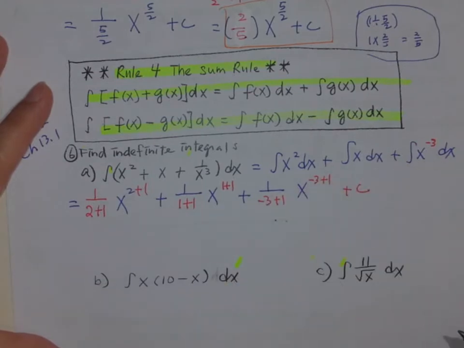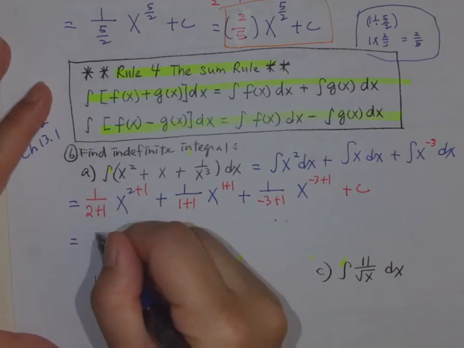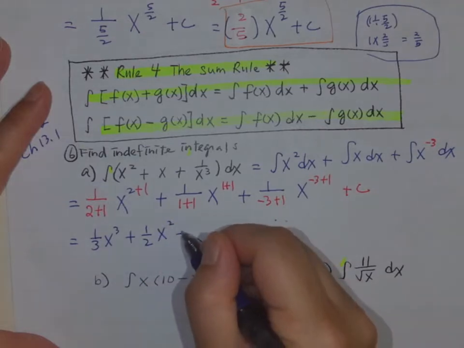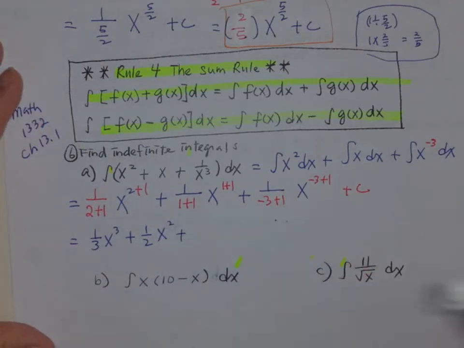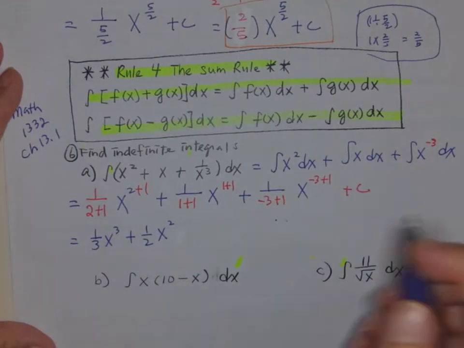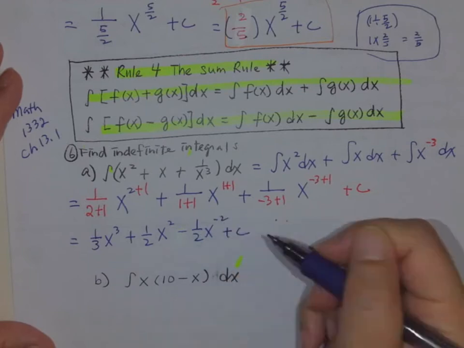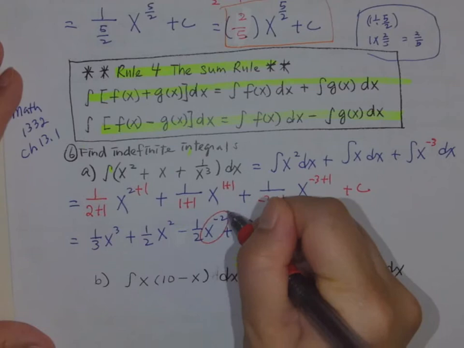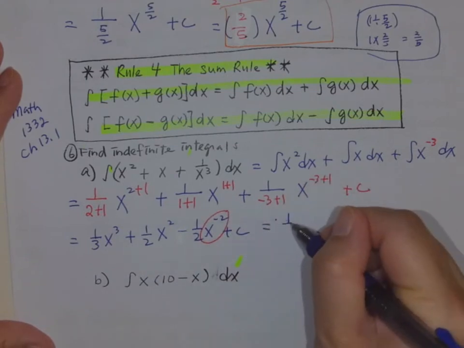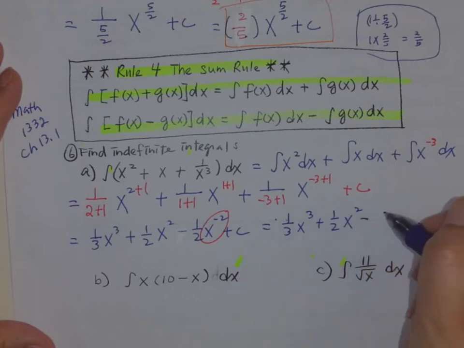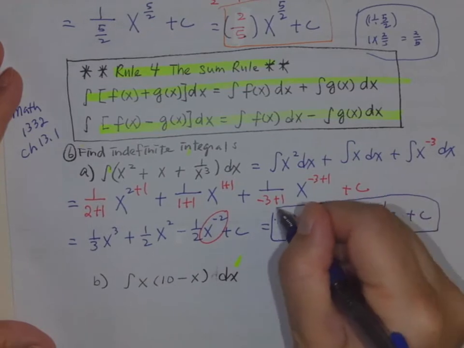So let's clean that up. The first term would be 1/3 x cubed plus 1/2 x squared, and then not plus anymore, because it's a negative number. So it's going to be -1/2 x raised to -2, plus the c. I cannot leave my answer with negative exponents, so let's write one more time. 1/3 x cubed plus 1/2 x squared minus 1 over 2x squared, plus the c. So that would be your final answer. Are we okay?